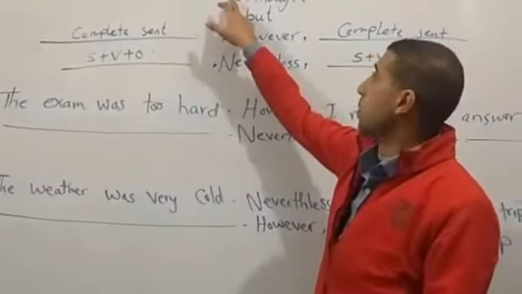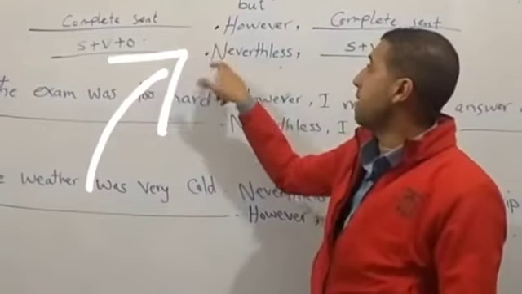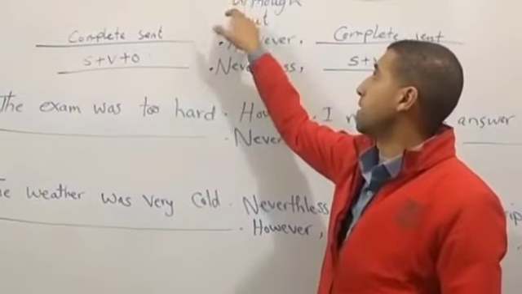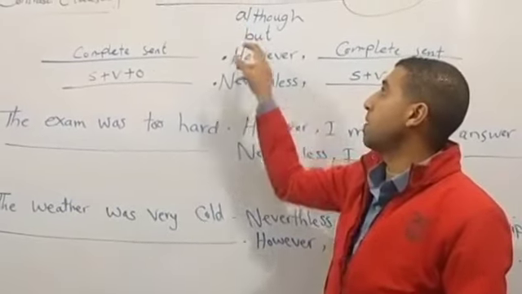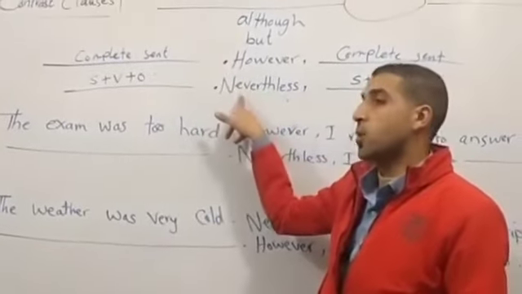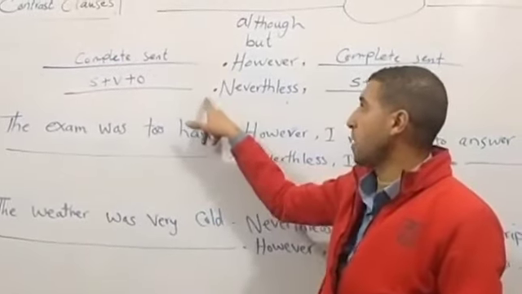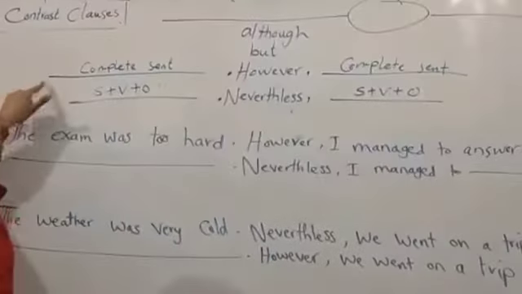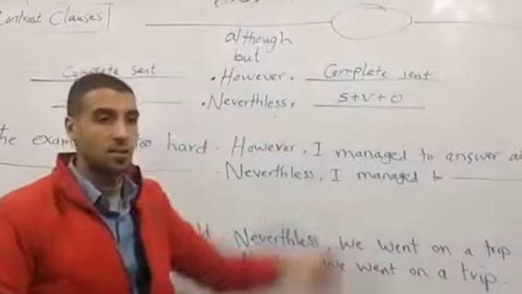We have the connectors although, but, however, and nevertheless. Although and but here are used in small letter because they are used in the middle of the sentence. However and nevertheless are not used in the middle. They must start with a capital letter. Before them we have a full stop, and after them we have a comma. Before them we use a complete sentence, and after them we use a complete sentence too.